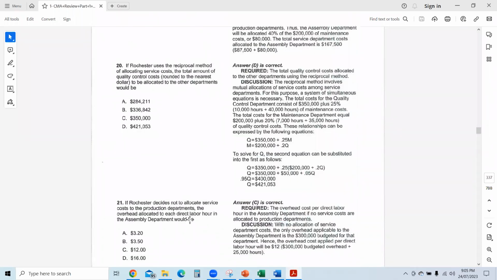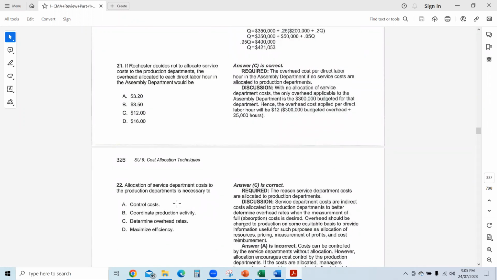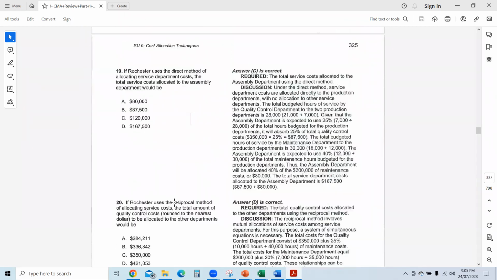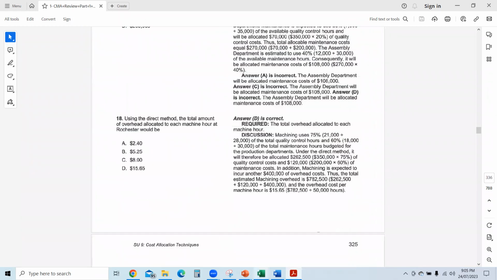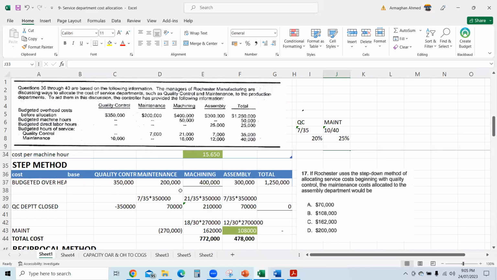So reciprocal, okay, this they have not done, right? But anyway, we have done both ways. Now we have already found out, if you use the step method, how much cost is allocated. They mention the maintenance cost allocated to the assembly department.